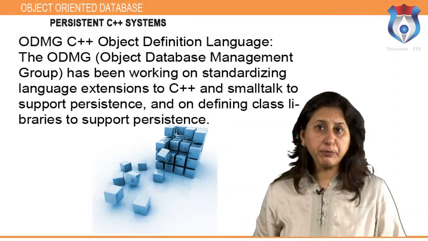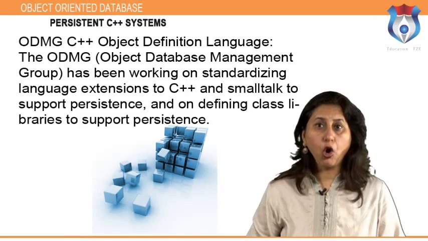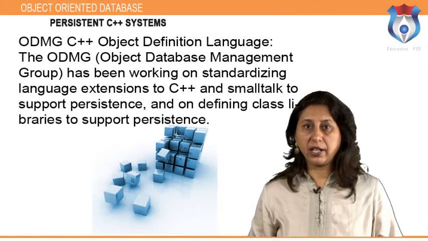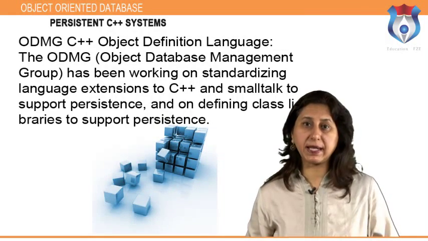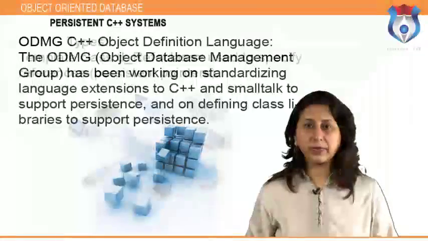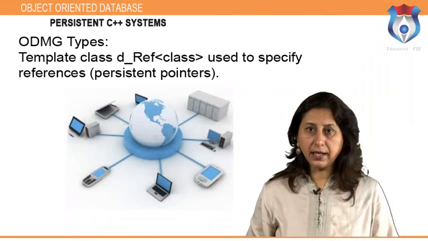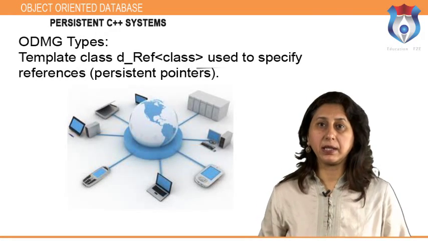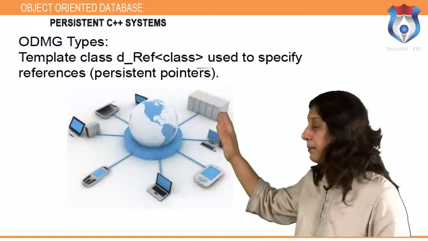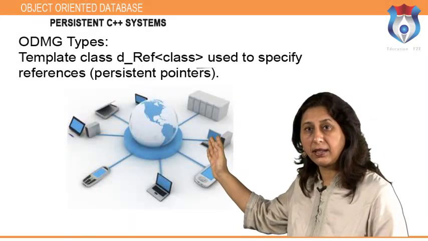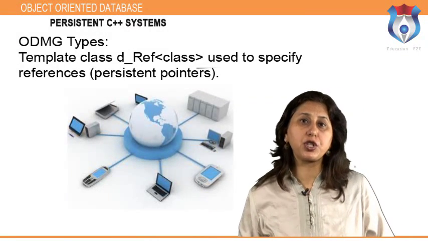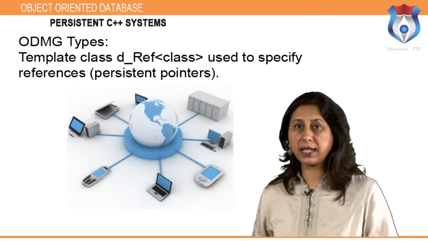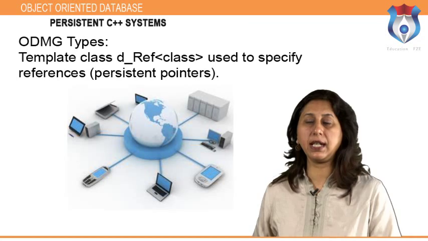Type ref branch is a reference or persistent pointer to an object of type branch. Referential integrity constraint is specified using inverse. Template class d_Ref is the class used to specify references, persistent pointers. Template class d_Set is the class used to define sets of objects. Methods include insert_element and delete_element.